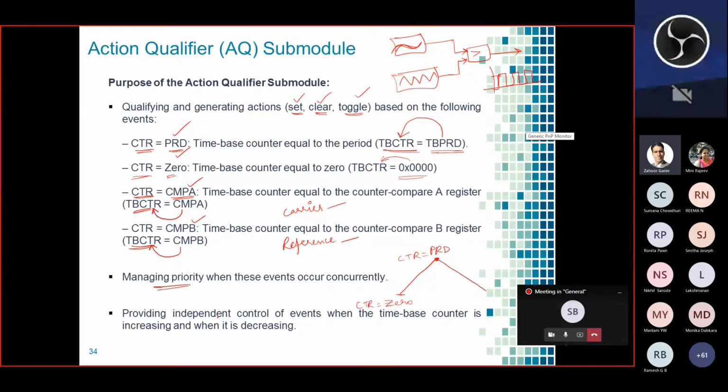And it can provide independent control of events when the time base counter is increasing and when it is decreasing. Let us say your carrier waveform is this and your reference waveform is this, with some compare A value. You can have independent control: when the counter is equal to the compare A value, you generate either active low or active high. This can be done independently by using this action qualifier, through set, clear, toggle operations. So how will set, clear, toggle be used for implementing greater than, less than, or equal to operations?